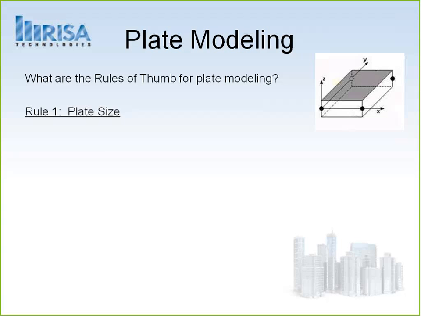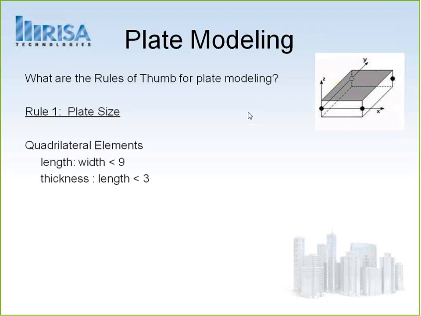Let's start with size. For the modeling that we're using here in RISA 3D, the quadrilateral element is going to be your 4-node element that we see here up on the right. We don't want to have a length to width ratio that's any greater than 9, and that really just means that you're not going to get any real skinny and long plates. But 9, if you think about it, is pretty generous. So that's not a real stringent ratio.